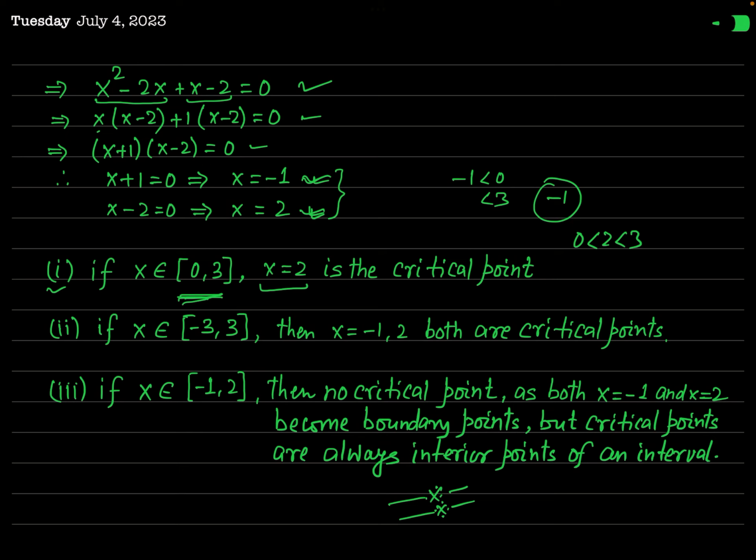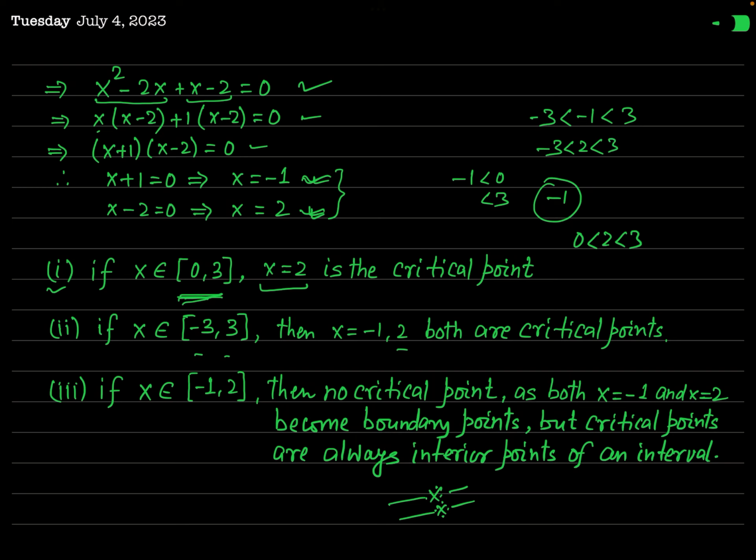Now the other interval in this problem is x belongs to [-3, 3]. Now let us see. This -3 is less than -1, and this -1 is less than 3. Again, the other value is 2, and you can see -3 is less than 2, and this is less than 3.